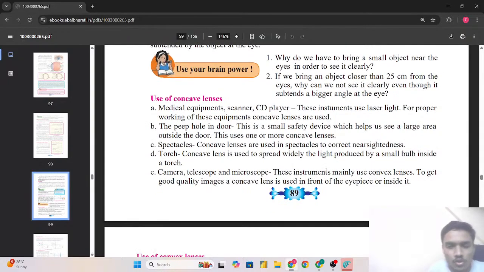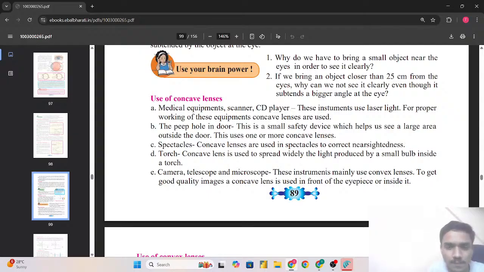Next is the torch. A concave lens is used to spread widely the light produced by a small bulb inside a torch. Concave lenses are used in the torch because we have to spread the light over a large area. Meaning from a small bulb, we have to spread the light over a huge, wide area. That's why we are using concave lenses in the torch.